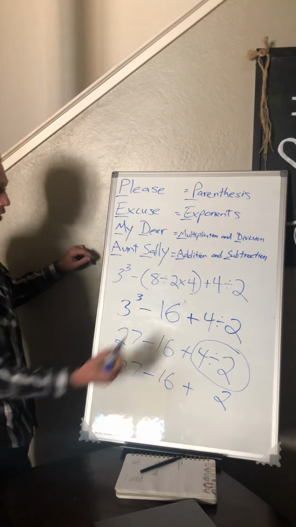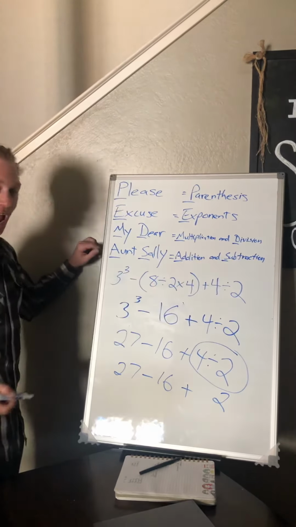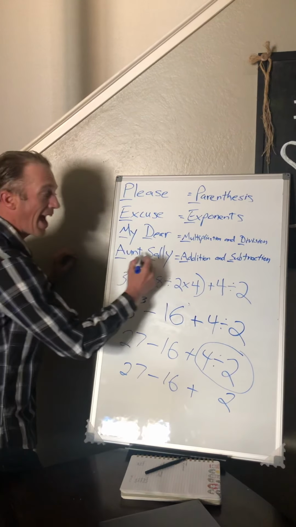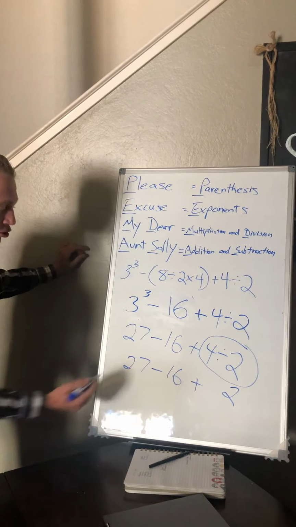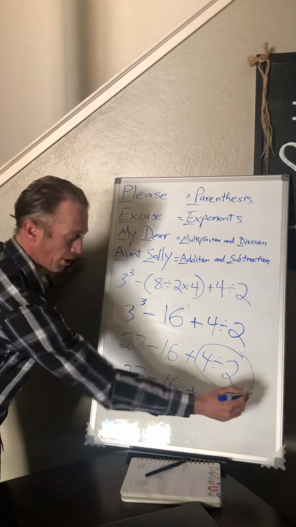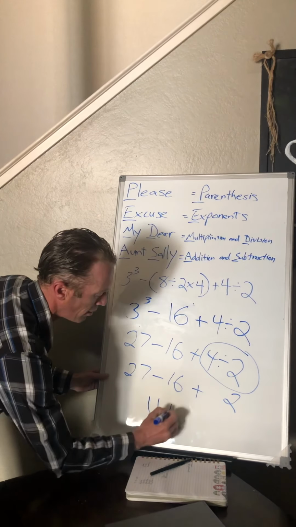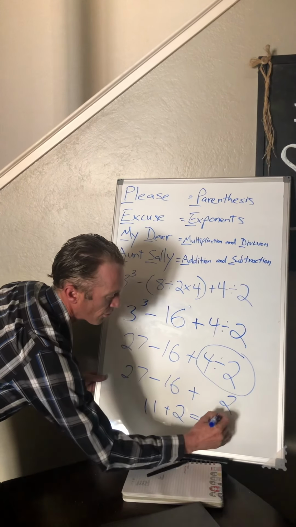Now again, we are not going to add before we subtract. Addition and subtraction are the same unit. So we're going to add and subtract left to right. So 27 minus 16 plus 2. What's 27 minus 16? That's 11 plus 2 equals 13.